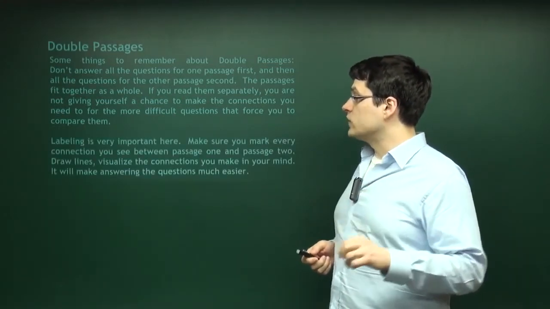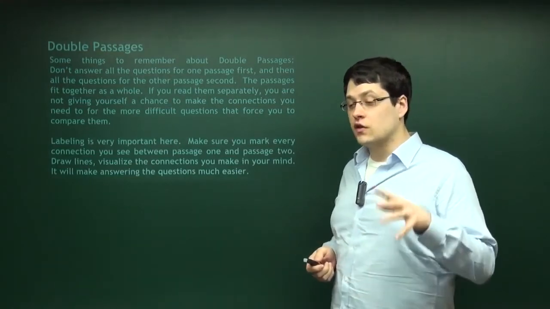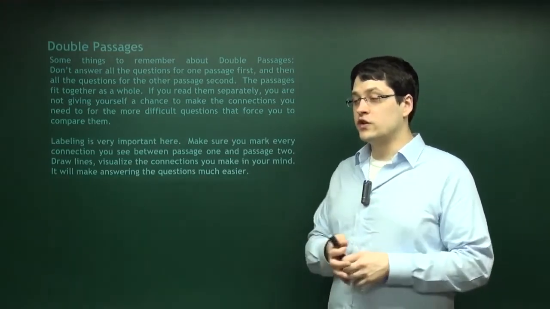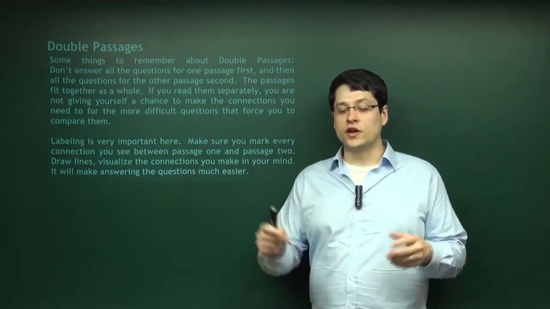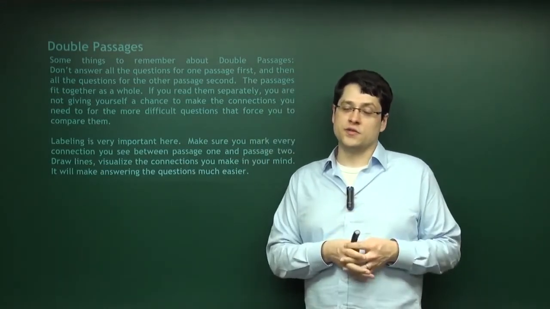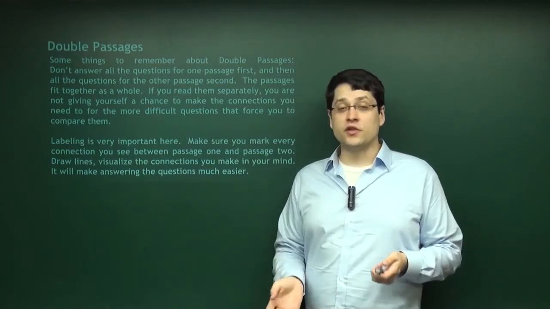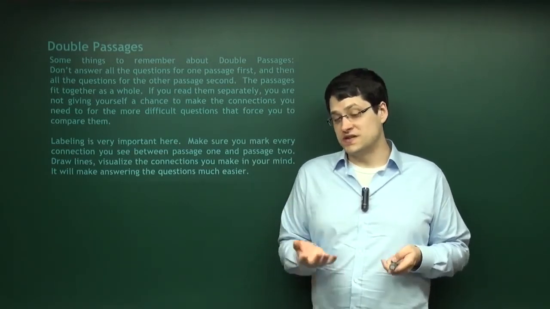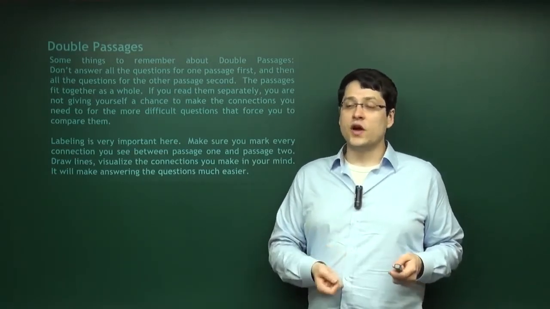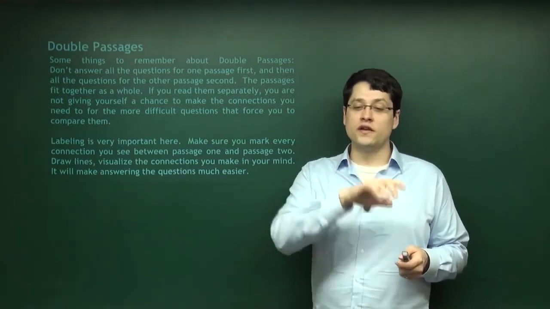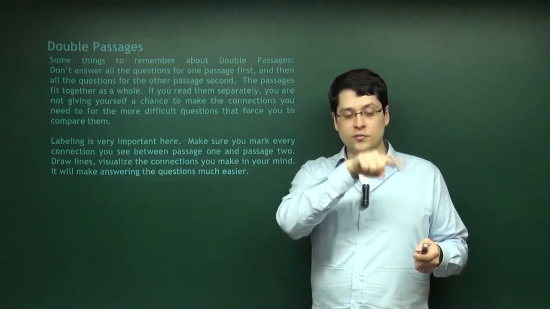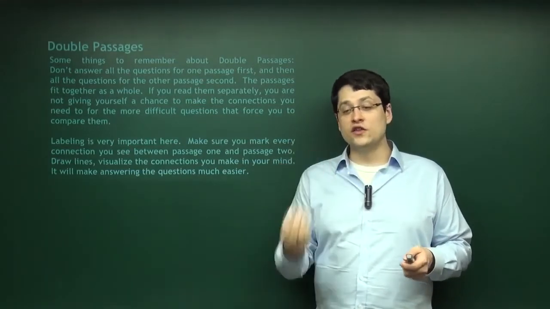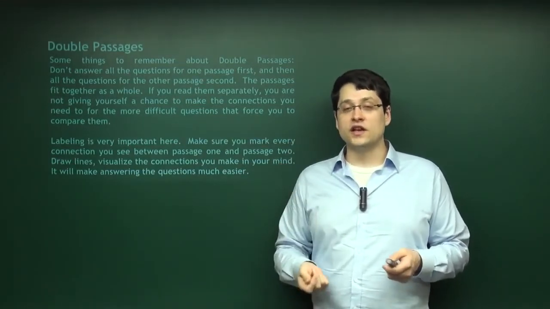Now, and also while you're reading both of the passages, label them when you see something. It helps you visualize how the two pieces work together. It helps you in your mind bring them into something. Always do labeling, but with double passages it is especially important, because if you have someone's point of view in passage 1 that contradicts someone's point of view in passage 2, draw a big old line from passage 1 to passage 2, and you'll remember immediately when that comes up.